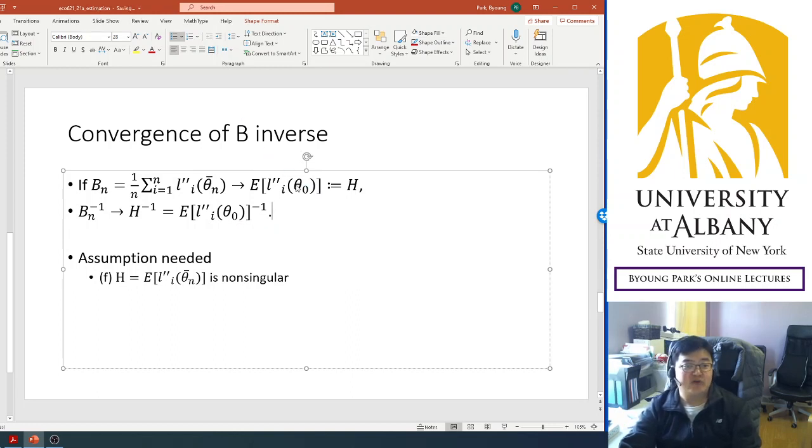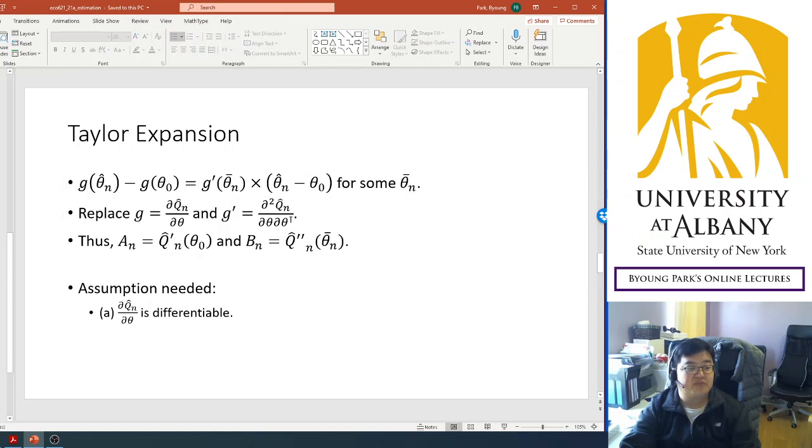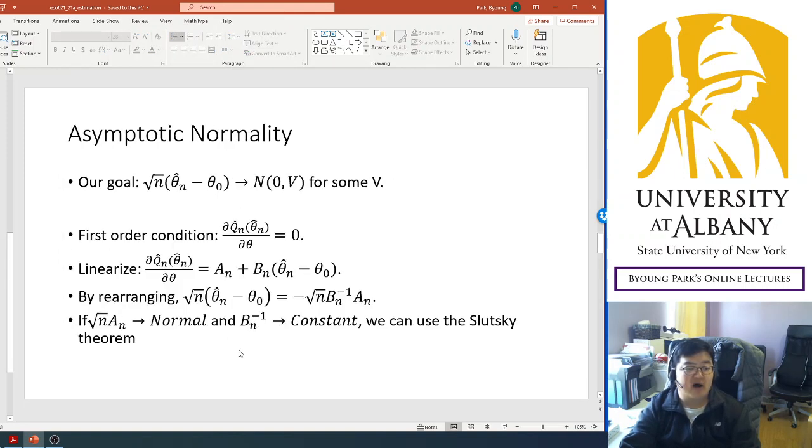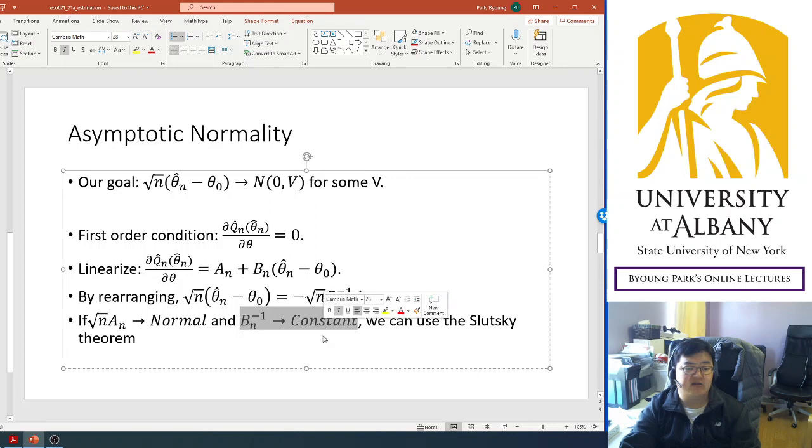So after you show that the sequence converges to a Hessian matrix, now we would like to show its inverse converges to the inverse of the limit, like this. And the only assumption we need is that the limit must be non-singular. Then we got an answer to this. So this part is cleared.